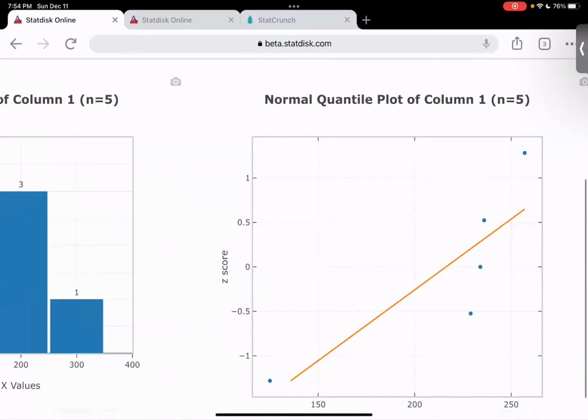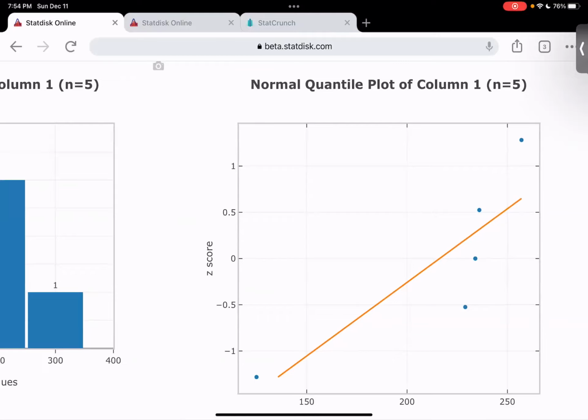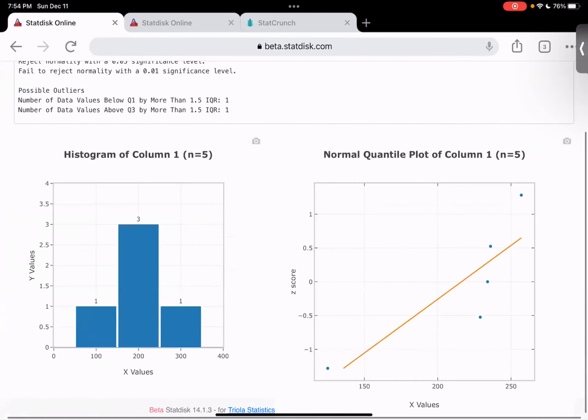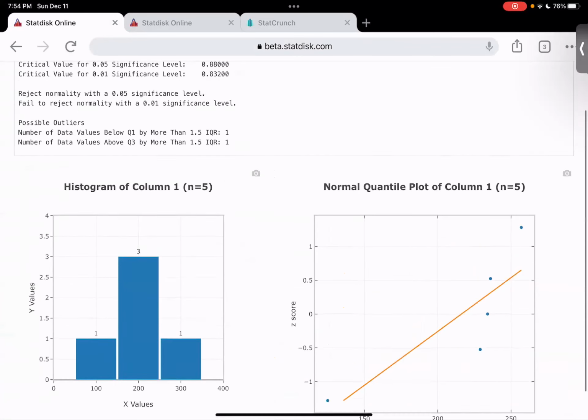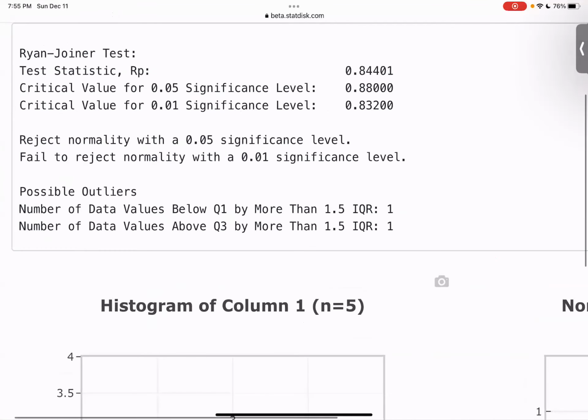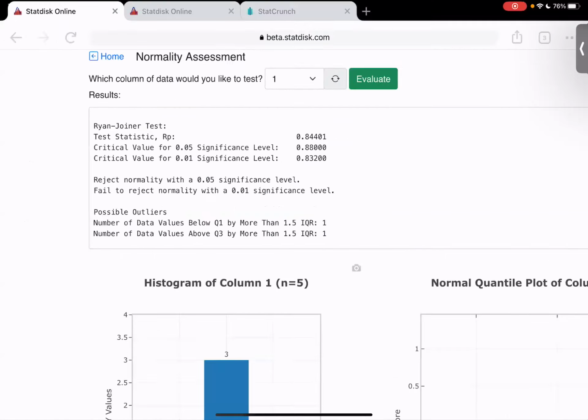This is the graph we did. So this might be somehow not normal. The histogram is okay. It's not far from the normal distribution, but if we look here, we will find clearly that this is not really from the normal distribution. So if we look at the decision here, at alpha equal 0.05, we reject the normality. That means the data is not from a normal distribution.